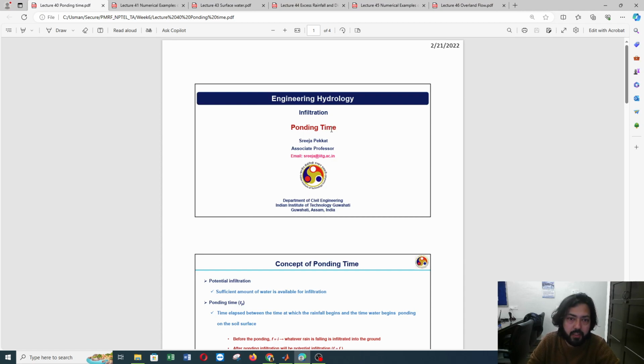We'll derive the equation for ponding time, and we'll take one numerical on ponding time, and that will be the conclusion for subsurface water. Followed by subsurface water, we are going to talk more in this week's lectures about surface water. So we'll talk about runoff, the rainfall hydrograph, and the different ways that we can calculate direct runoff. At the end of the session we'll talk about two concepts called overland flow and channel flow, and we'll conclude with stream networks and their characteristics. So this is what we are going to cover in today's session.